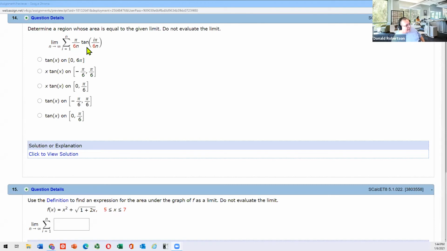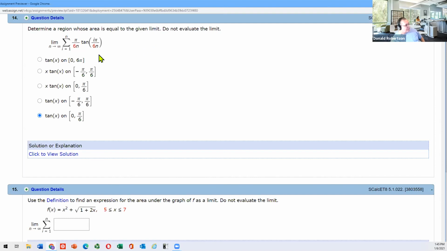These are Riemann sums. In this, you should be able to tell who the function is and what A and B is. So here goes. See this tan guy? Does it not tell me that the function is tan x? So it's maybe that answer, or it might be that answer, or it might be that answer. Okay. Now, what is this guy, the pi over 6n? Isn't he my delta x? Right? That's where the delta x would be.